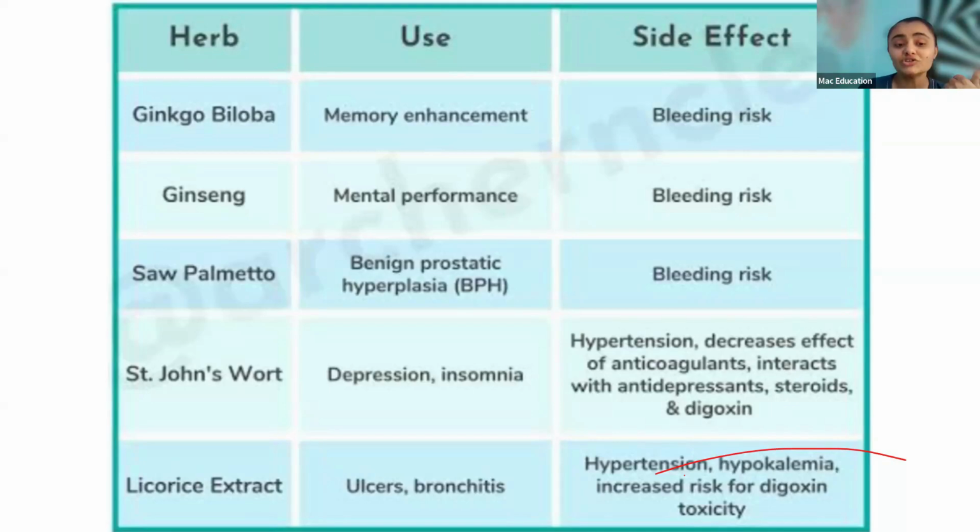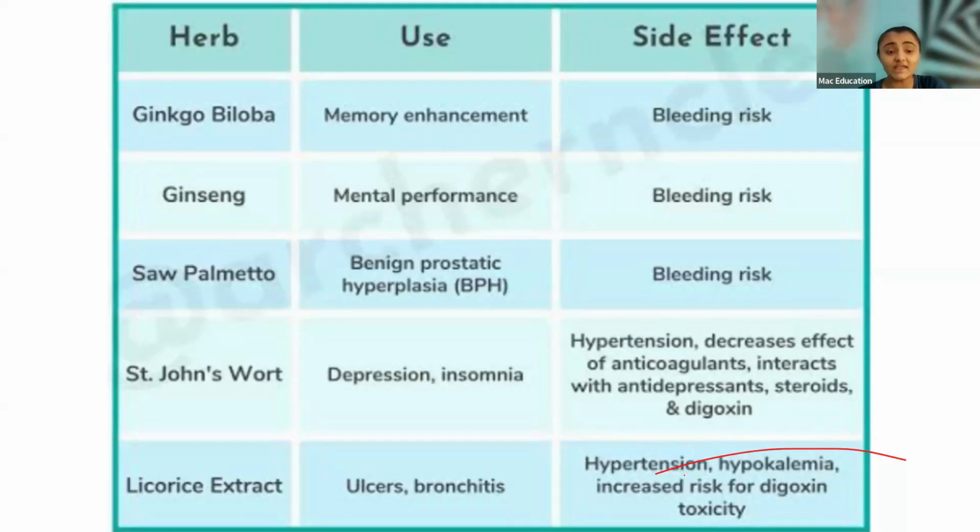Next is St. John's wort. St. John's wort is given for depression and insomnia. The client who is suffering from depression or insomnia will take St. John's wort. What are the side effects of these herbal medicines? There is hypertension, it decreases the effect of anticoagulants, and it interacts with antidepressants, steroids and digoxin. So you have to always keep this in mind.